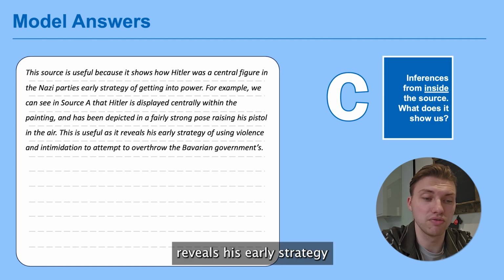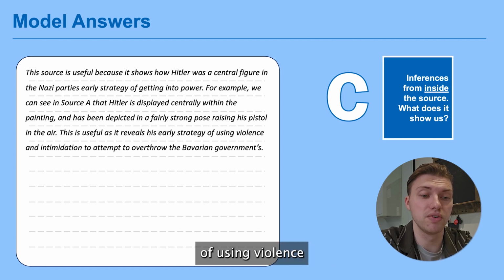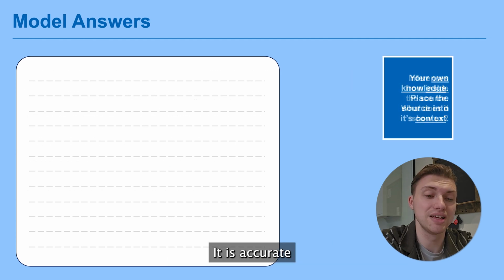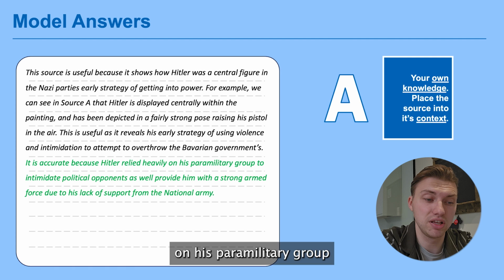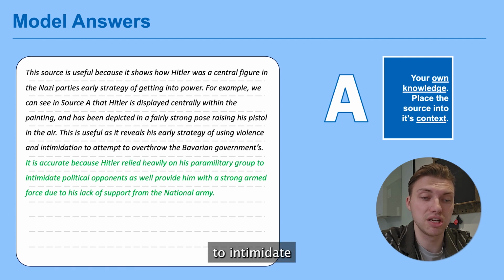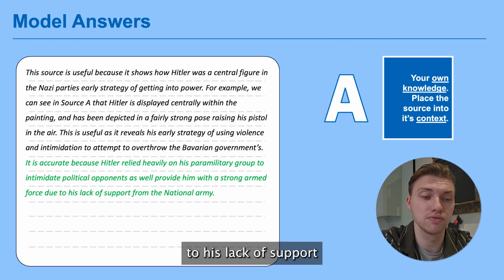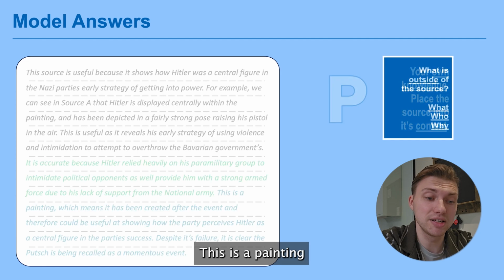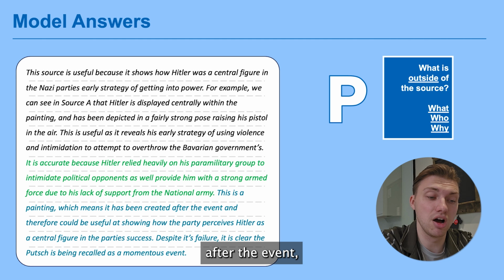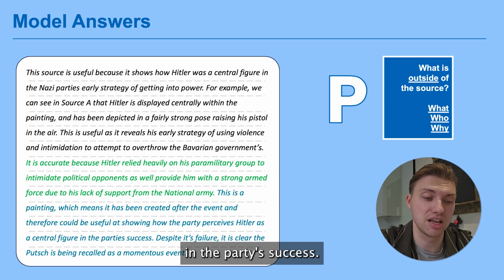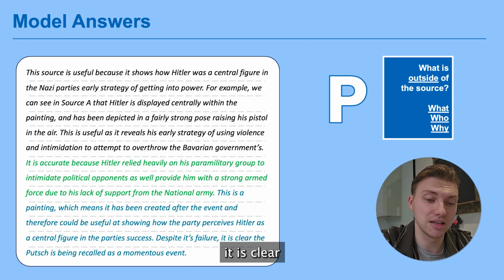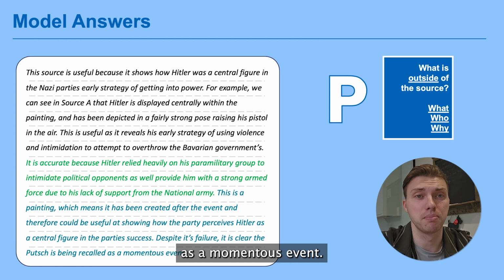This is useful as it reveals his early strategy of using violence and intimidation to attempt to overthrow the Bavarian government. It is accurate because Hitler relied heavily on his paramilitary group to intimidate political opponents, as well as provide him with a strong armed force due to his lack of support from a national army. This is a painting, which means it has been created after the event and therefore could be useful as showing how the party perceives Hitler as a central figure in the party's success, despite its failure. It is clear the putsch is being recalled as a momentous event.